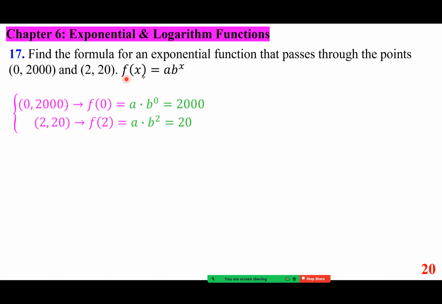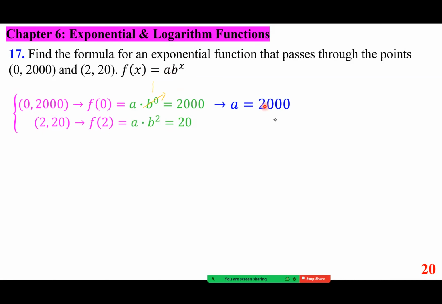So when we replace the x with 0, we get a times b to the power of 0, and that is supposed to be 2000. When we plug in 2, it's a b squared, which is supposed to be 20. As you know, b to the power of 0 is 1. Therefore, a becomes 2000.